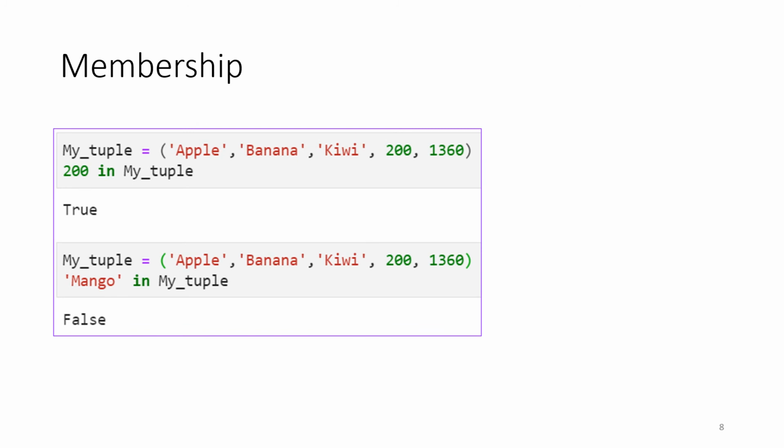The membership of an item in a tuple can be found like this. You type the value you want to find the membership of, and this is the name of the tuple. Then it will result in a boolean that is either true or false. So here I have typed 200 in my tuple. Because 200 is available in this tuple, I will get the result as true. But if I type mango in my tuple, I will get false because it is not available in the tuple.